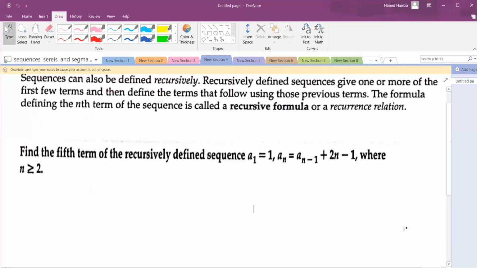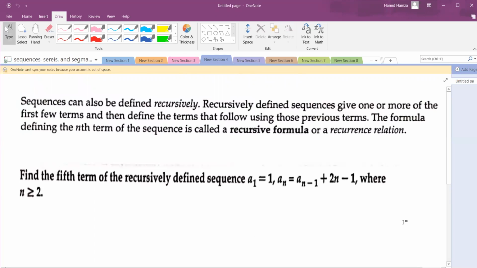Okay. Also we can define a sequence by a recursive relation. The recursive relation is written like this. You define the first term, then connect two successive terms.